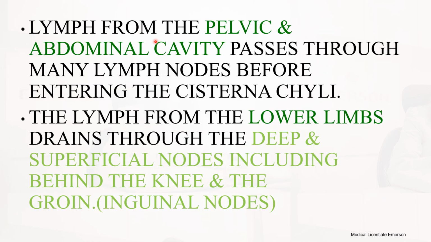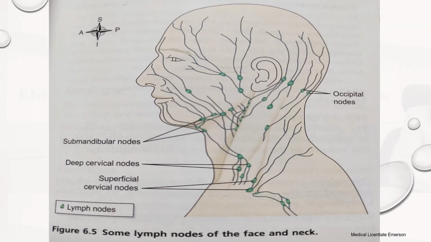Then the lymph from the pelvic and the abdominal cavity passes through the main lymph nodes before entering the cisterna chyli. Then the lymph from the lower limbs drains through the deep and superficial nodes, including behind the knee and the groin. This one are known as the inguinal nodes. So this is what we are talking about.